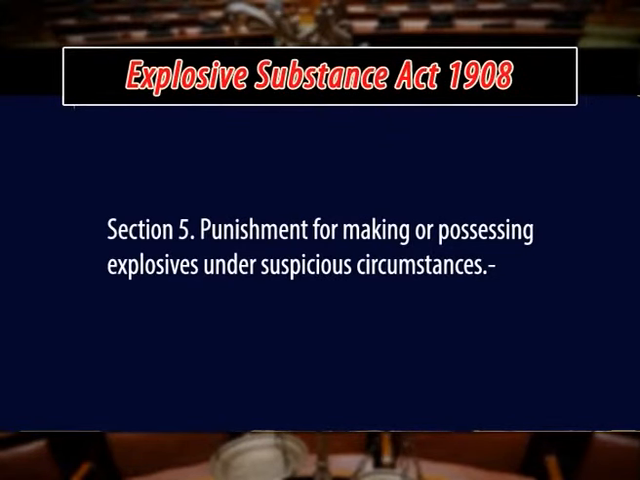Section 5. Punishment for making or possessing explosives under suspicious circumstances. Any person who makes or knowingly has in his possession or under his control any explosive substance under such circumstances as to give rise to a reasonable suspicion that he is not making it or does not have it in his possession or under his control for a lawful object shall, unless he can show that he made it or had it in his possession or under his control for a lawful object, be punishable with transportation for a term which may extend to 14 years, to which fine may be added, or with imprisonment for a term which may extend to 5 years, to which fine may be added.